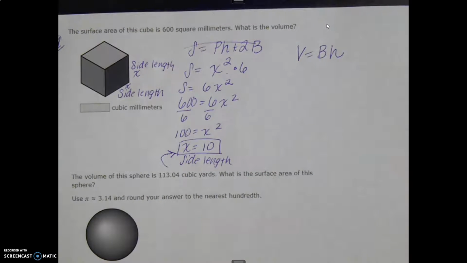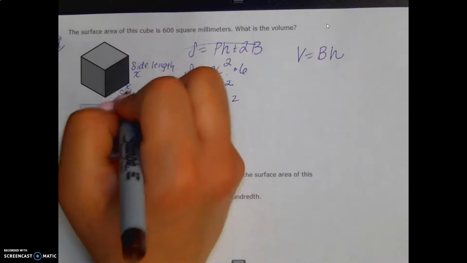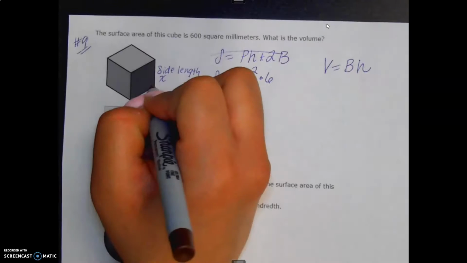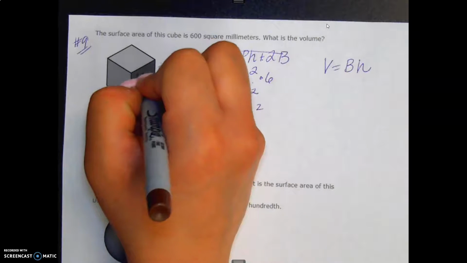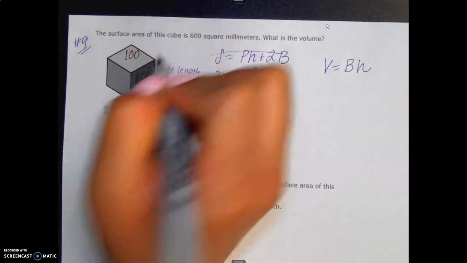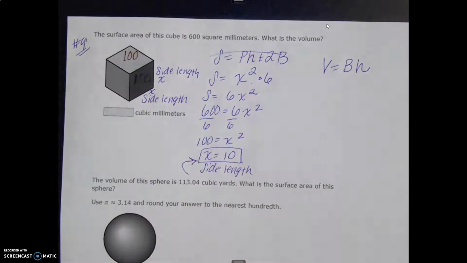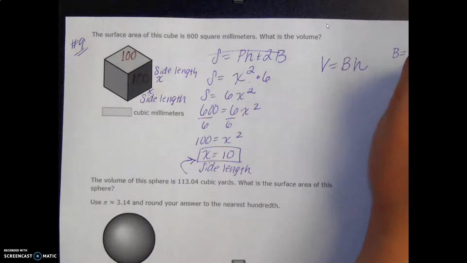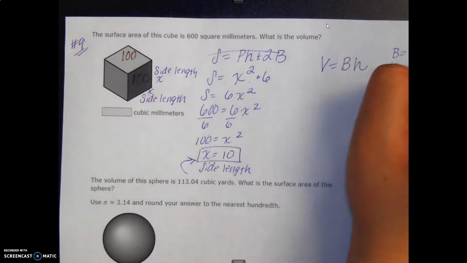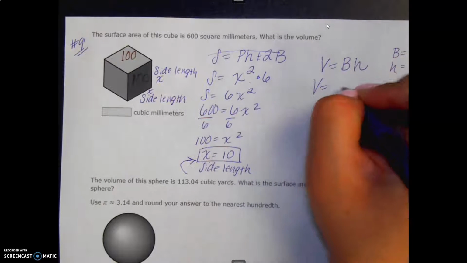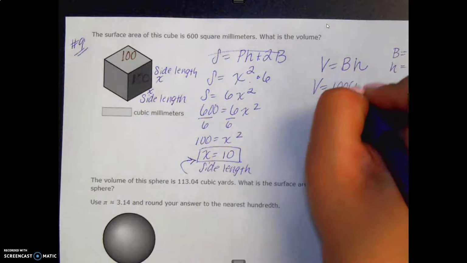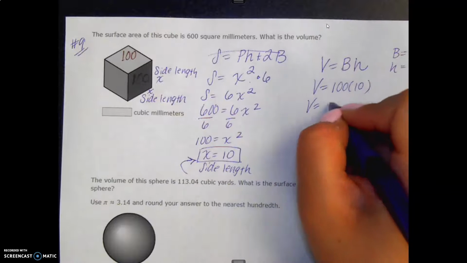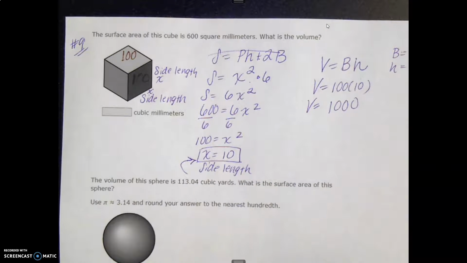Well, big B, let me get a darker marker so we can see. If this is 10 and this is 10, that means big B is 100. This is 100. All of them are 100, right? So my big B is 100 because the side lengths are 10. The height, again, is 10. Volume is big B times H, which is 1,000.